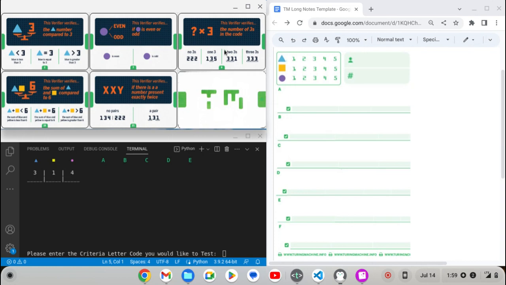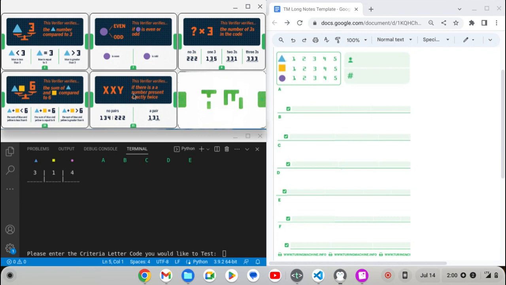Criteria card C, the Turing machine will look at the 3-digit solution and will let us know how many of those digits should be 3. Should there be no 3s, a single 3, perhaps 2, maybe even all 3 should be 3. Criteria card D will look at our first 2 digits, triangle and square, add them up and compare it to the number 6. So should the sum be less than 6, should the sum be equal to 6, or should the sum be greater than 6?